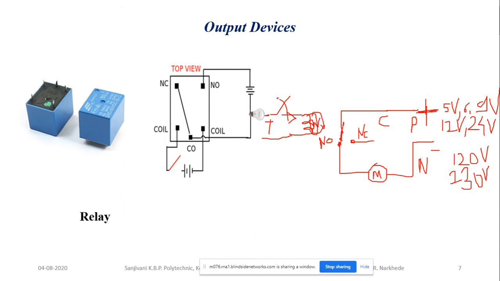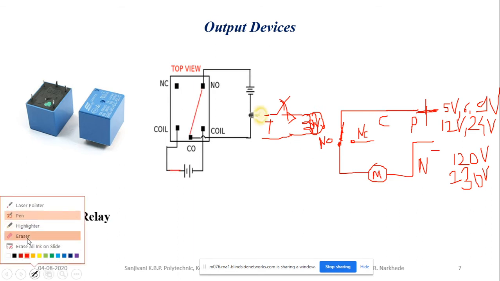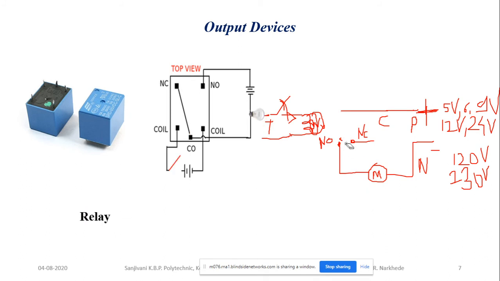Okay, when this coil gets de-energized, if I open the switch, your coil will de-energize, and after the coil de-energizes, this NO contact will open. Now when this NO contact opens, what happens? The supply to the motor gets disconnected and the motor will stop working. Okay, so this is how you are going to operate the system.